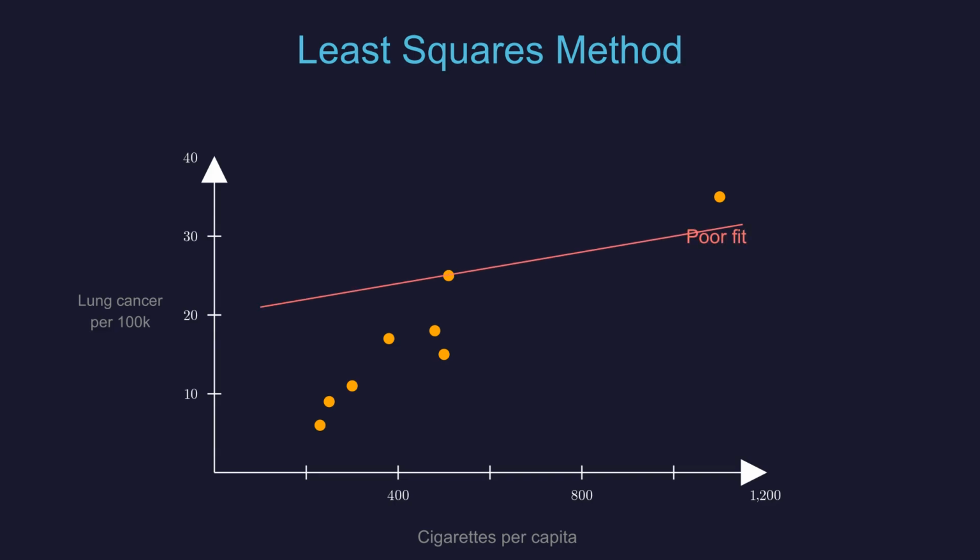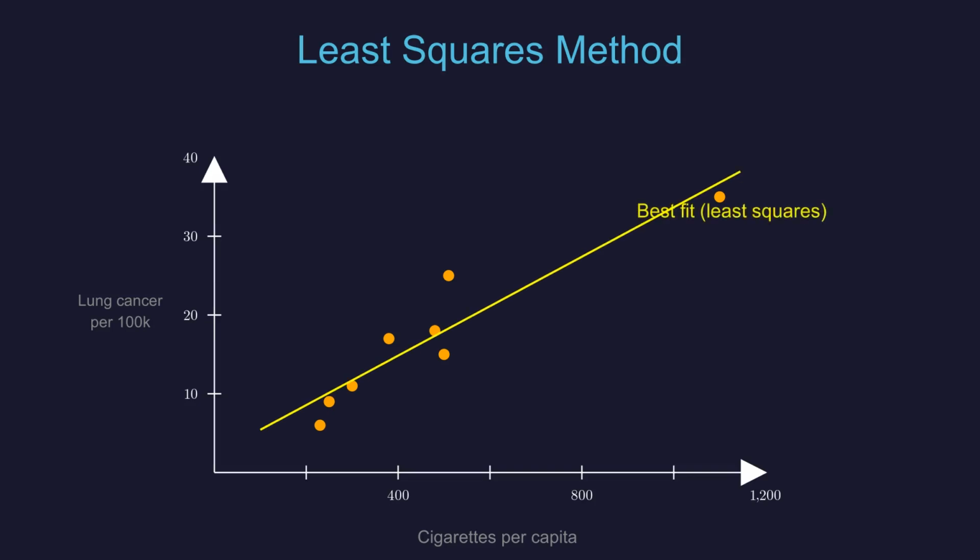Here's a line that doesn't fit well. The distances from points to this line, called residuals, are large. Now here's the least squares line. It minimizes the sum of squared residuals. These vertical segments are the residuals, and squaring them and adding them up gives us the quantity we minimize.